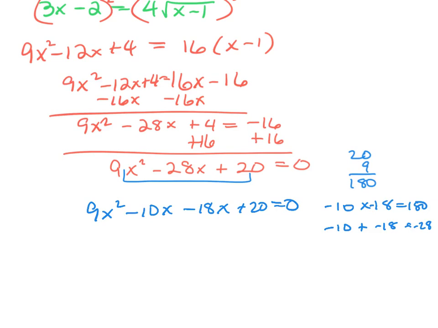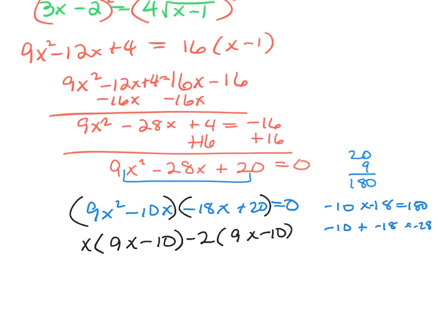Again, it doesn't matter how you put them back in to make your groups, you're still going to get the same answer. So from my first group, my GCF is x. So then I'm left with 9x minus 10. Over here, my GCF is going to be negative 2. And I'm left with 9x minus 10. Put these two together. And then the 9x minus 10.